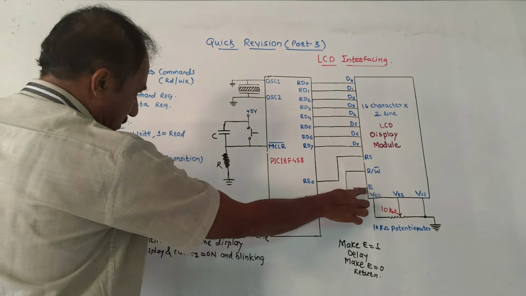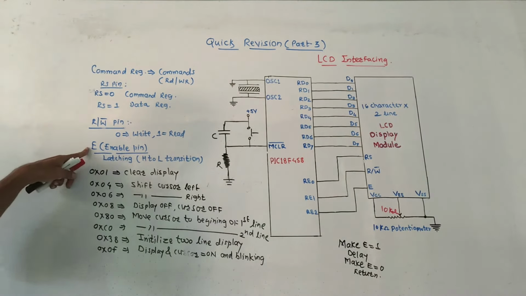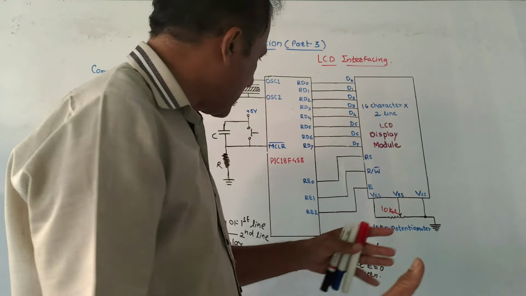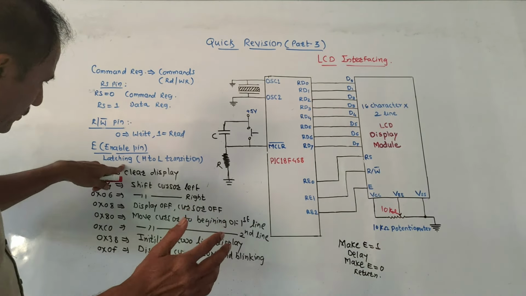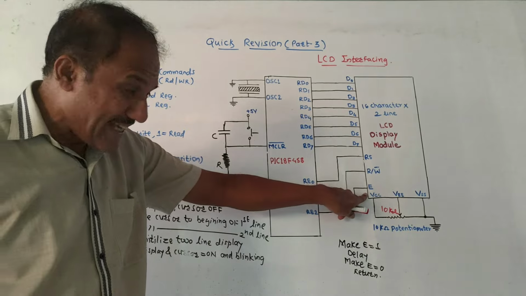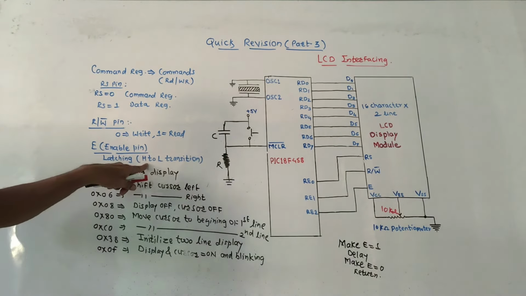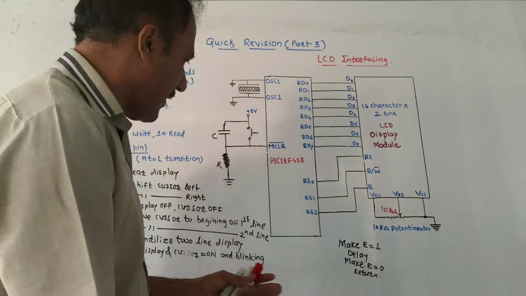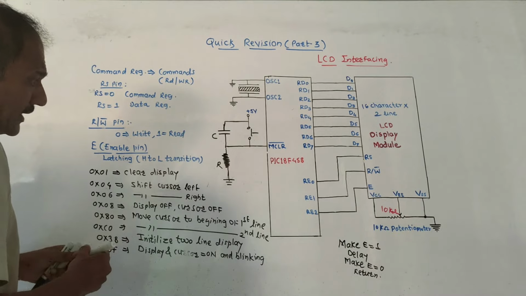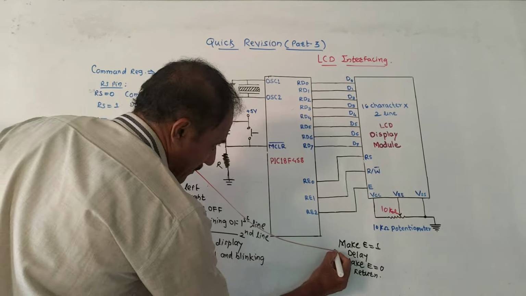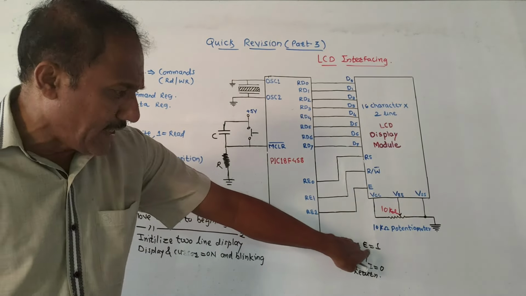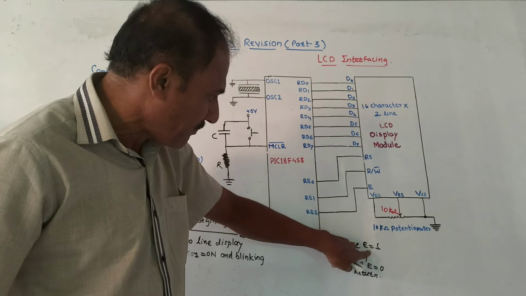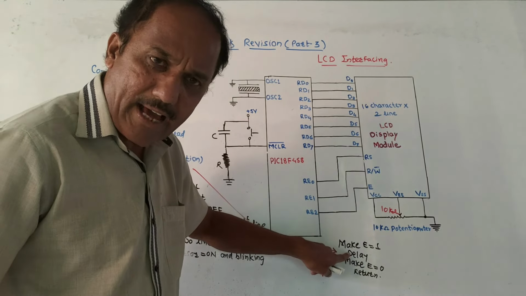Then this pin is E, that is the enable pin. Whatever command you are giving, that command should be latched for a certain time. So it is used for latching. This E pin or EN, enable pin, is used for latching, and for latching the data, a high to low transition is required. Now to make the high to low transition, I have written this subroutine. First make E or EN, any notation will do, E or EN. First make E equal to 1, then apply delay.